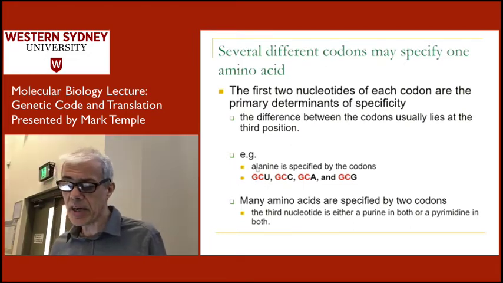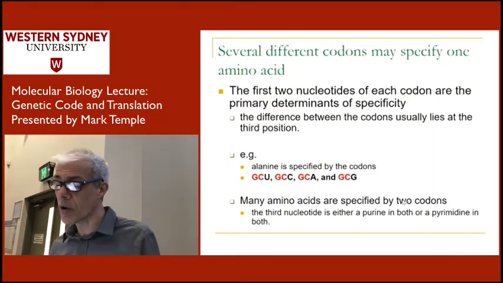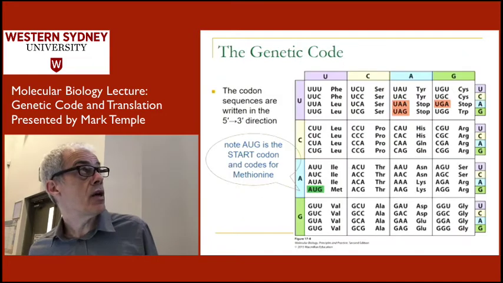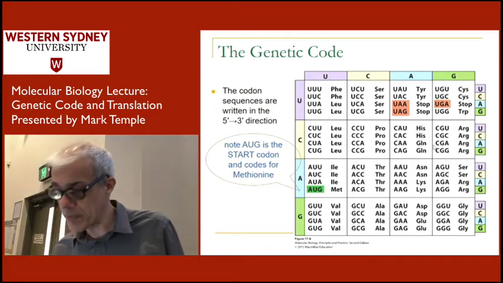Okay? An example here: alanine is specified by GCU, GCC, GCA, or GCG. So all possible combinations beginning in GC code for alanine. Okay? There's also a whole bunch of amino acids, as I showed you, which are specified by 2 codons, and at the third position in these codons, it is either a purine or a pyrimidine. So that's what I was saying before. The third position is either a purine or a pyrimidine, typically of the same type.